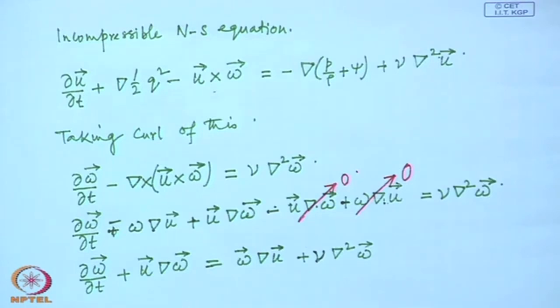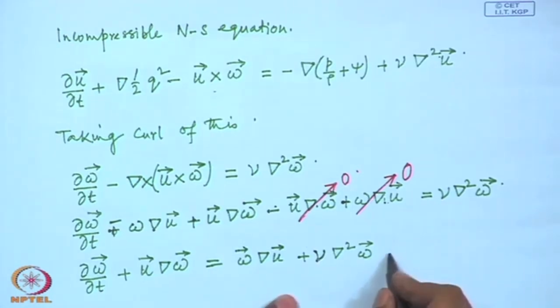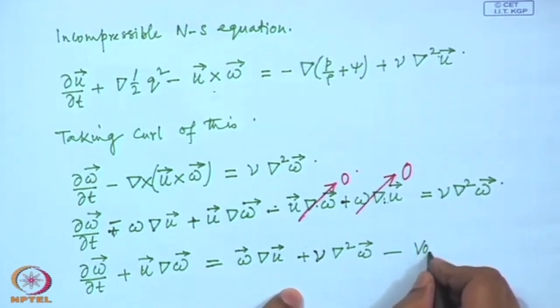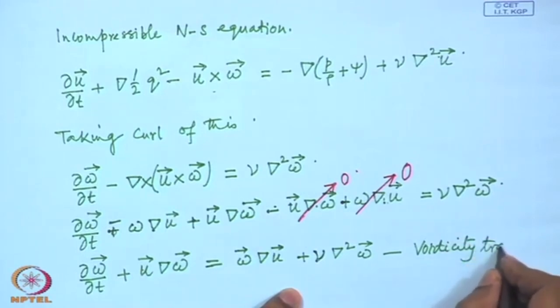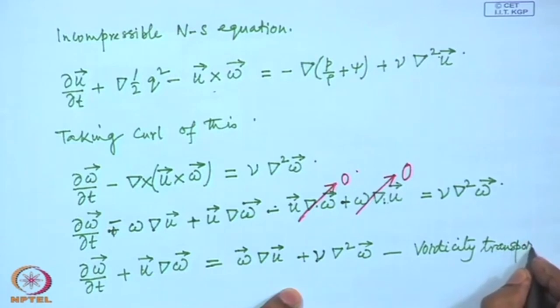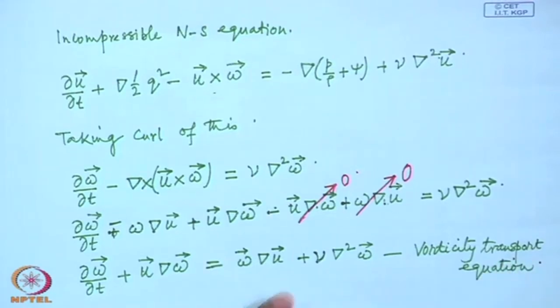Like the momentum conservation equation can also be called a momentum transport equation. It says how the momentum at one point changes. Similarly, this equation tells how the vorticity at one point changes with time, the rate of change of vorticity. The equation is commonly known as the vorticity transport equation. But essentially this is the same Navier-Stokes equation or momentum conservation equation expressed in the form of vorticity.